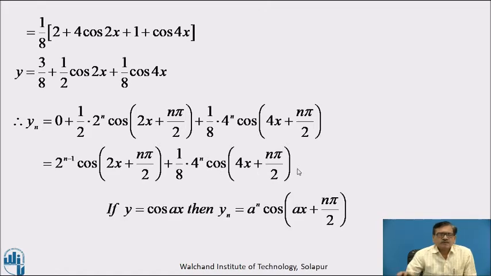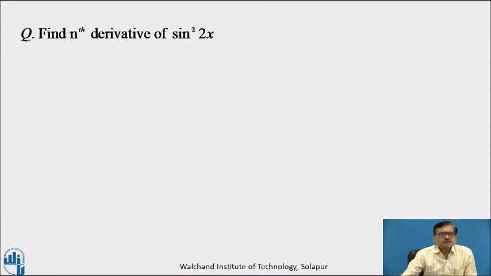Now here we have used the formula, if y equal to cos ax, then y_n equal to a^n cos(ax + n pi/2). We have already seen the proof of this in the previous video. This was the nth derivative of cos^4 x. Now pause the video for a while and find the nth derivative of sin^2 2x.